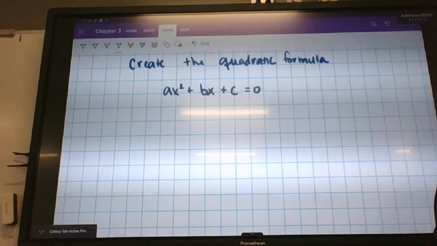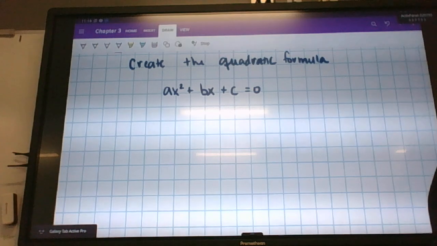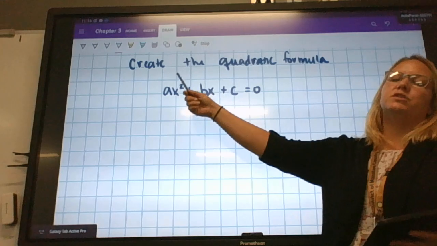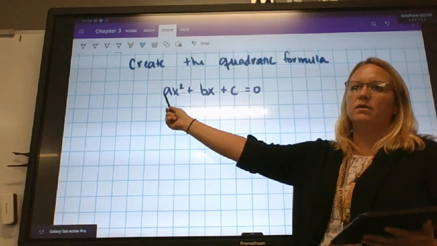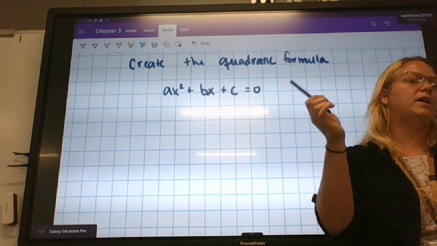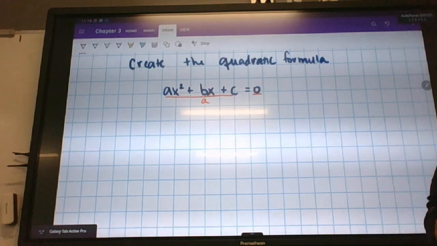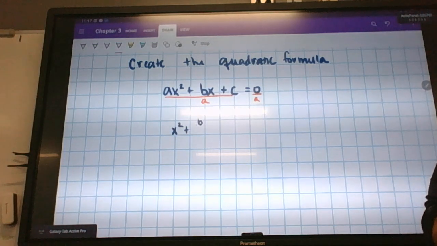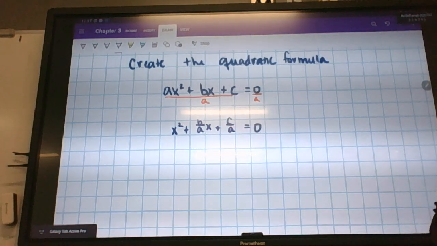What we're going to do is the whole process of completing the square without any numbers. We're just using letters. Let's get started. Now, this has the leading coefficient of a. When we had problems with a 2 here, the very first step was to divide both sides by that 2. So I'm going to divide everything by a. And then I get x squared plus b over a x plus c over a equals 0.